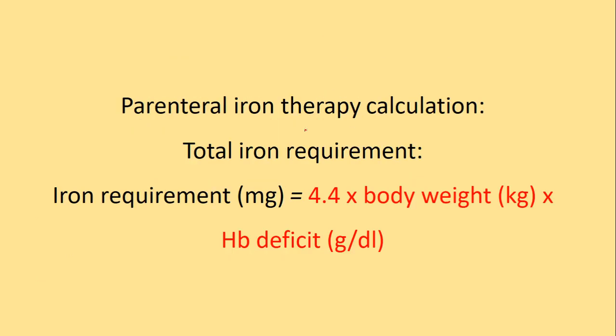So how will you calculate the total iron requirement when you are giving a parenteral iron therapy? So the iron requirement will be calculated, which also includes the replenishment of the storage sites, 4.4 into body weight in kg and hemoglobin deficit in grams per deciliter. So this is the formula which is used to calculate the dose of parenteral iron.